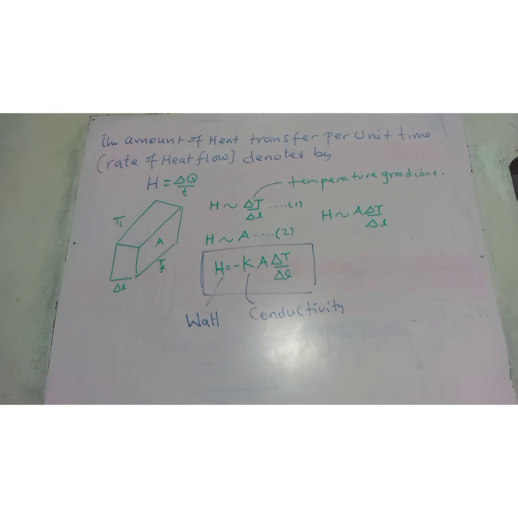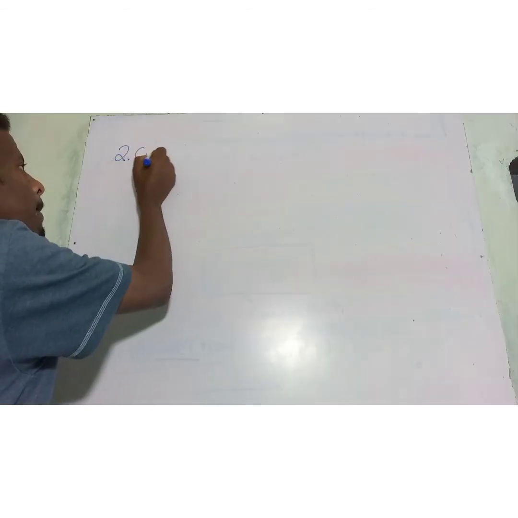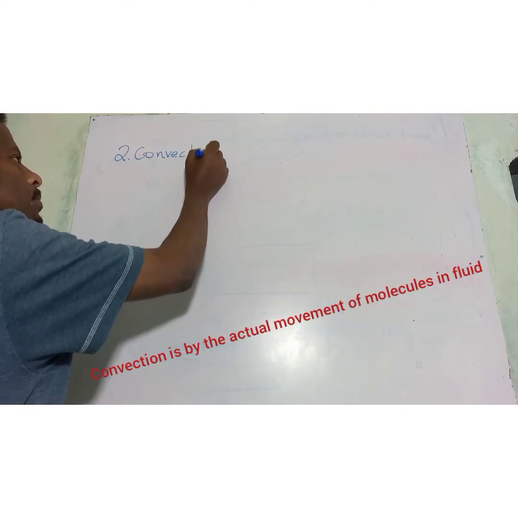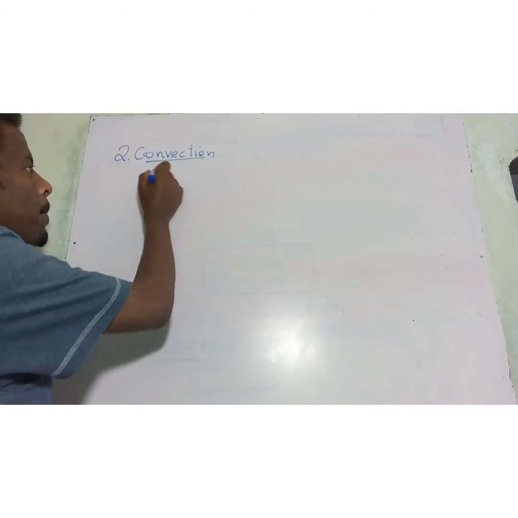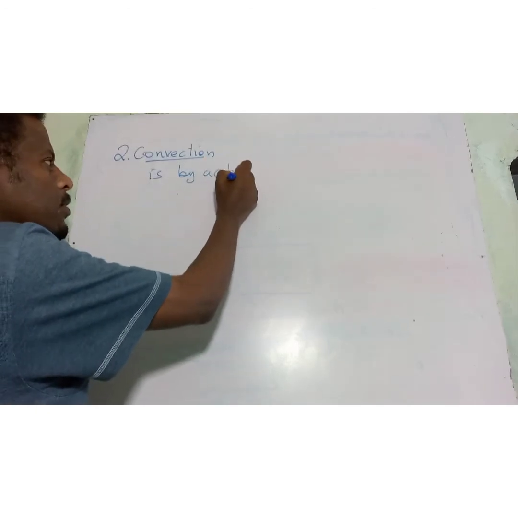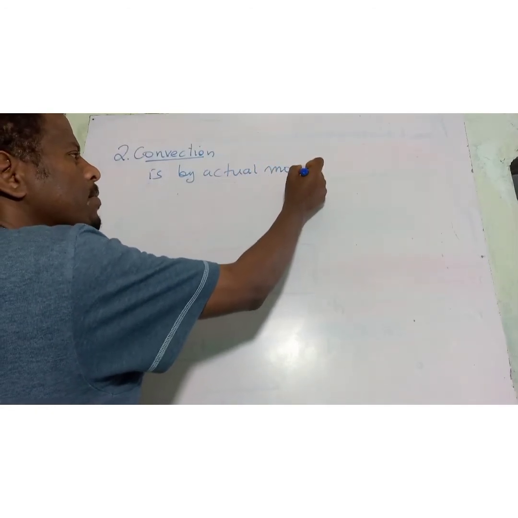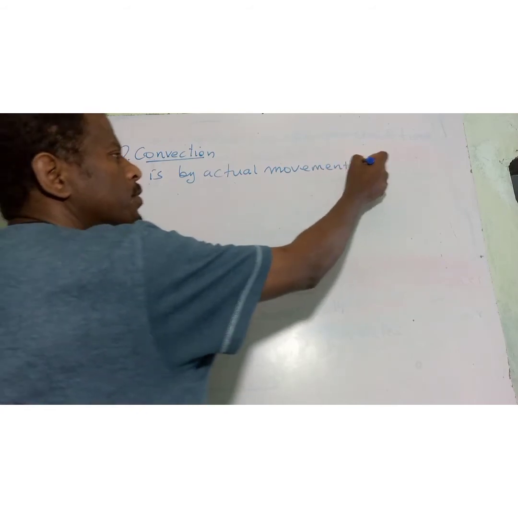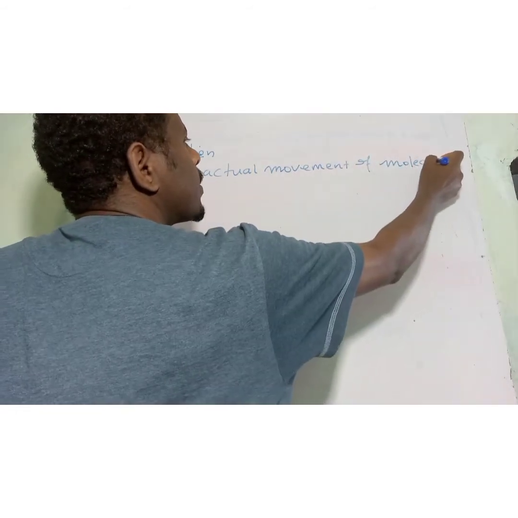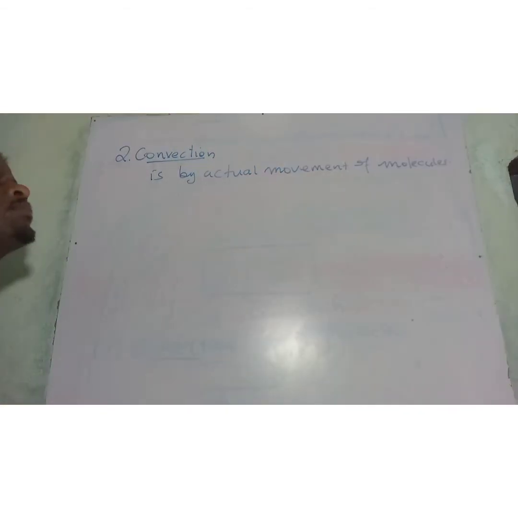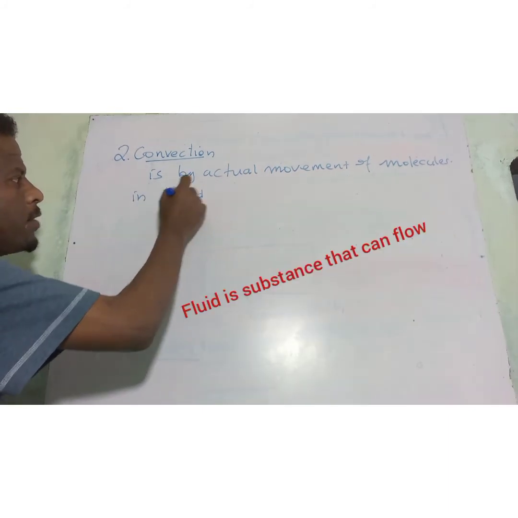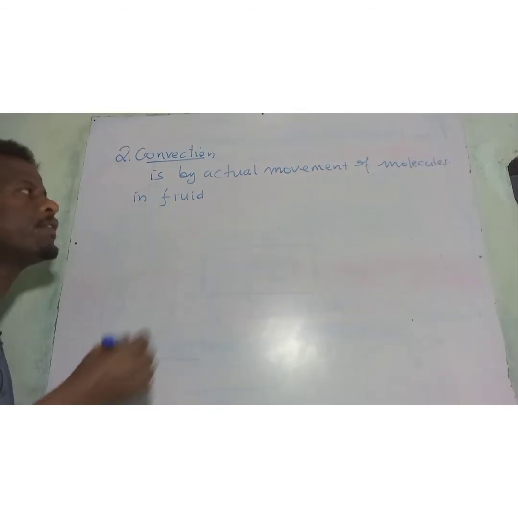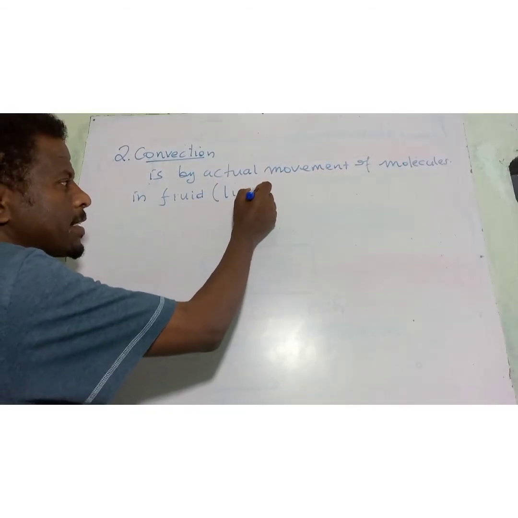Now let's go to the second method of heat transfer, which is convection. This method of heat transfer is by the actual movement of molecules in a fluid. Fluid is a name given for liquids and gases.